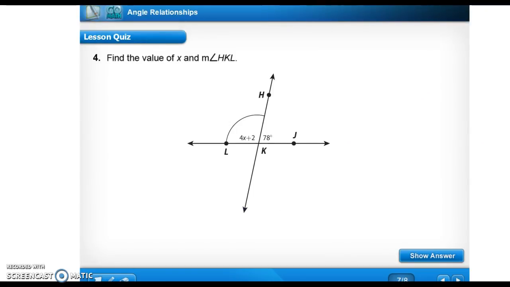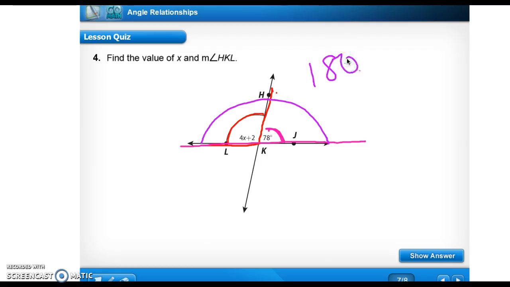All right, so let's practice that. Here I want to find the value of x, and I want to find the value of this angle HKL. So I trace it out. That's this angle right here. If you notice, the angle right next to it that helps make a straight line with it, I know this angle here is 78. So I know, therefore, that these two angles add up to 180.